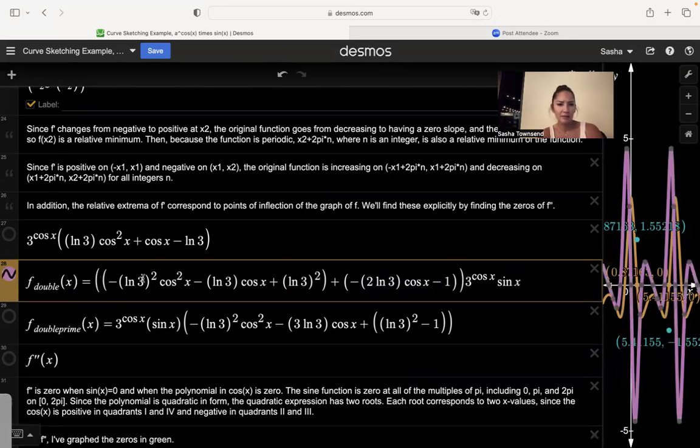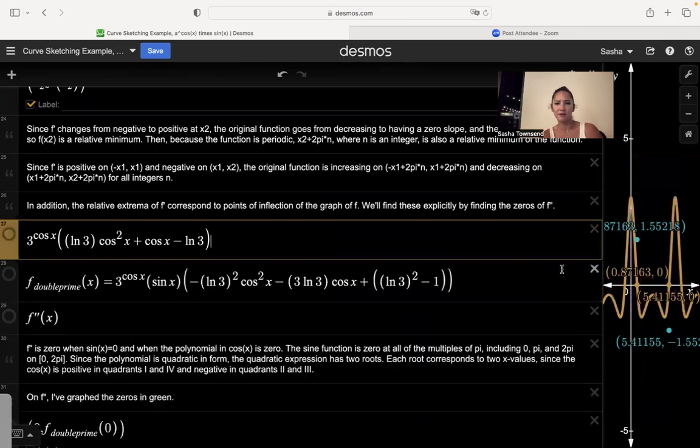You say, okay, where are my like terms? I've got negative natural log of 3 squared times cosine squared x. And then I've got negative natural log of 3 cosine of x. And then I've got 2 more of those. So I've actually got negative 3 of those if I collect like terms. And then I've got this natural log of 3 squared minus 1. So if I simplify that, then I get this form down here, which is what I've already computed. So I've got my negative natural log of 3 squared times cosine squared minus 3 natural log of 3 times cosine plus the constant term, which is the natural log of 3 squared minus 1.